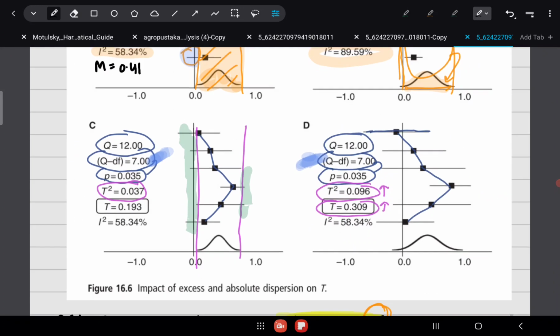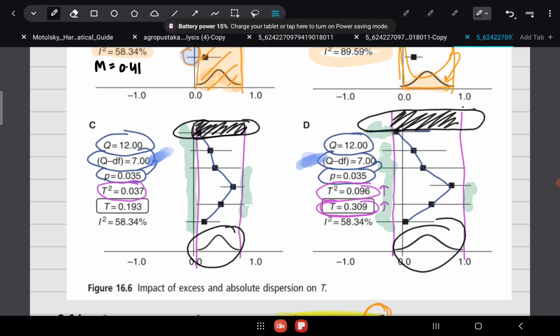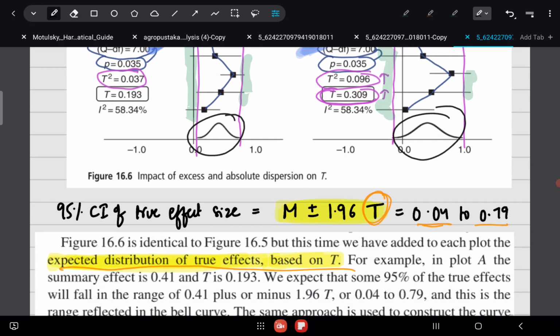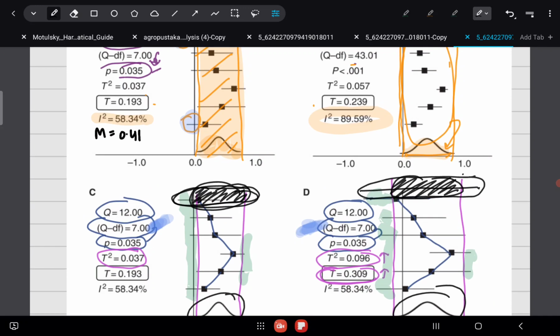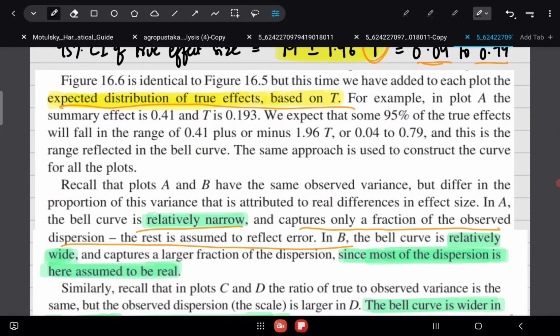So I square is still the same, right? Because I square is not based on the scale. I square does not depend on the scale of the dispersion. I square is rather a proportion. So it asks the question, what proportion of the total variance is contributed by the true variance in the effect size? So I square will remain the same, right? It looks the same visually also, if you see, right? If this is the 100% variance, then 58% is contributed by the true variation. Similarly here also, if this is 100% variance, 58% will be contributed by the true variation in effect size, right?